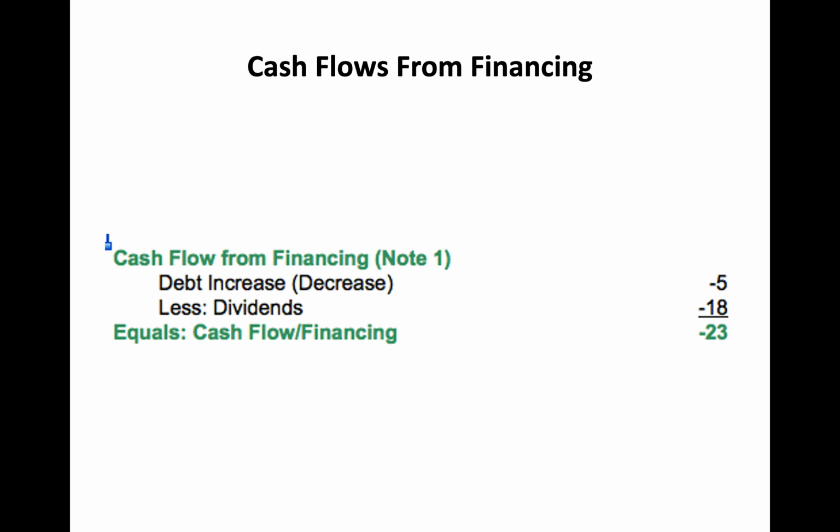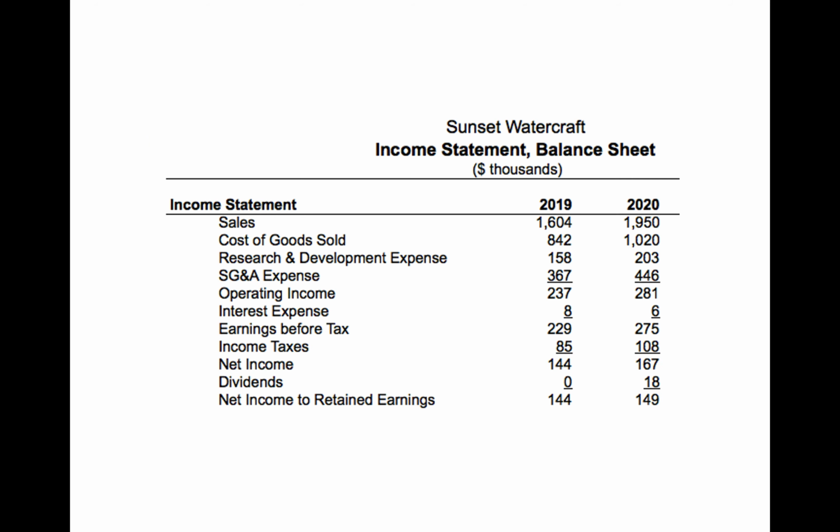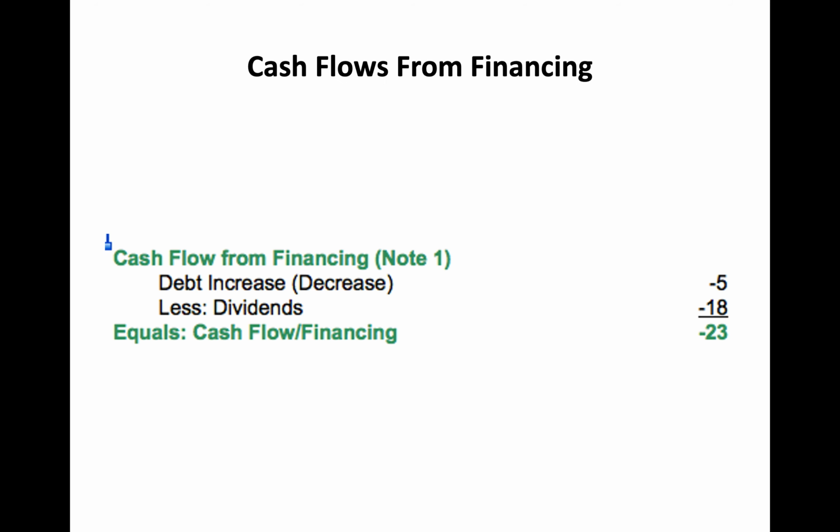So, how do I get to cash flow from financing? Financing is defined as raising money, cash inflows from issuing stock or issuing debt and paying it back. And it also includes dividends. So using the spreadsheet that we saw back here in the balance sheet, we had a debt increase, and we had a dividend payment. So let's think about that.